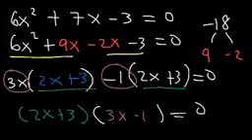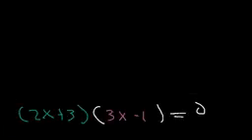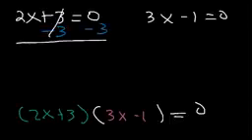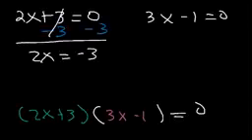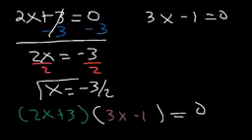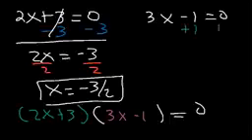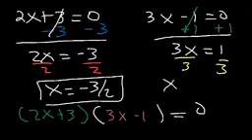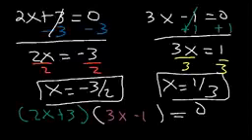So now let's set each factor equal to 0. So 2x plus 3 is equal to 0, and 3x minus 1 is equal to 0. Here, let's subtract 3 from both sides, so 2x is equal to negative 3. Next, let's divide both sides by 2, so x is negative 3 over 2. Now for the next equation, let's add 1 to both sides, and we can see that 3x is equal to 1. Then let's divide both sides by 3, so x is 1/3. So these are the answers: positive 1/3 and negative 3 over 2.